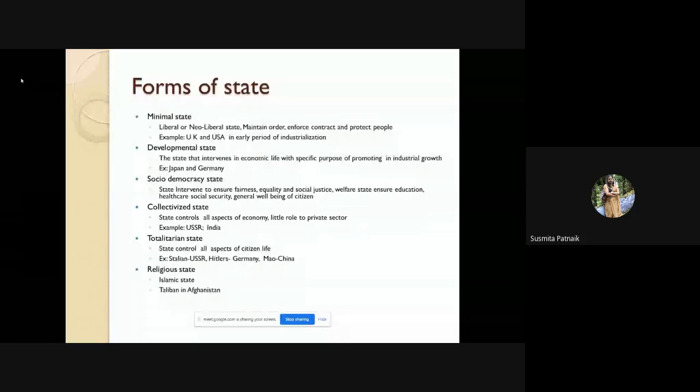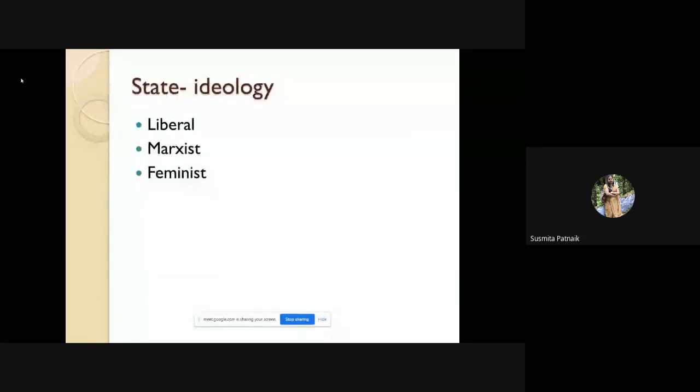The state can be formed on different aspects: the minimal state, the developmental state, the socio-democracy state, the collectivized state, the totalitarian state, and the religious state. Then you can ask me, what are the different types of ideology of the state? The state adopts three types of ideology. The first is the liberal ideology, the second is the Marxist ideology, and the third is the feminist ideology.